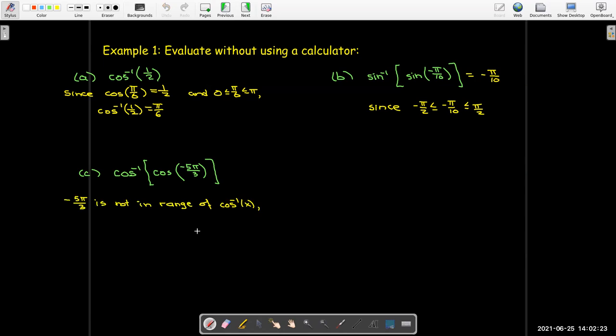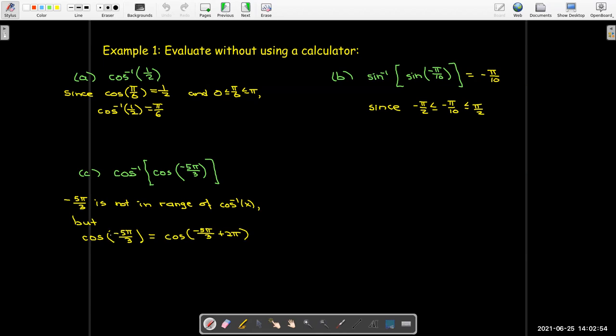Well, negative 5 pi over 3 is not in the range of inverse cosine. So I can't just do the same trick that I did over here, because it wouldn't make sense to say that cosine inverse of something is negative 5 pi over 3. It has to be between 0 and pi.